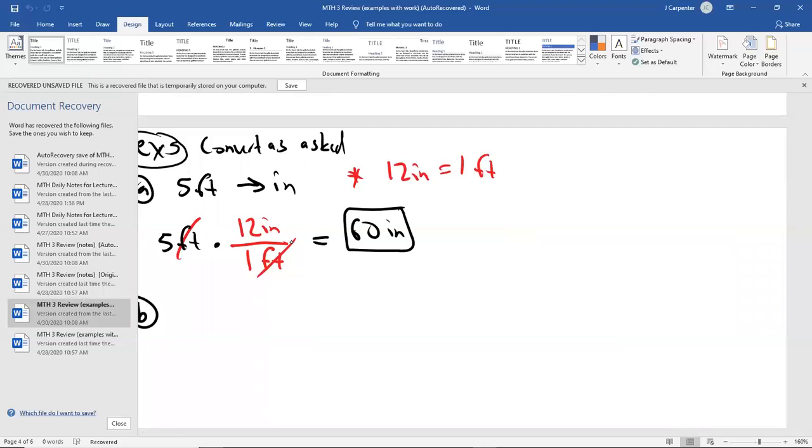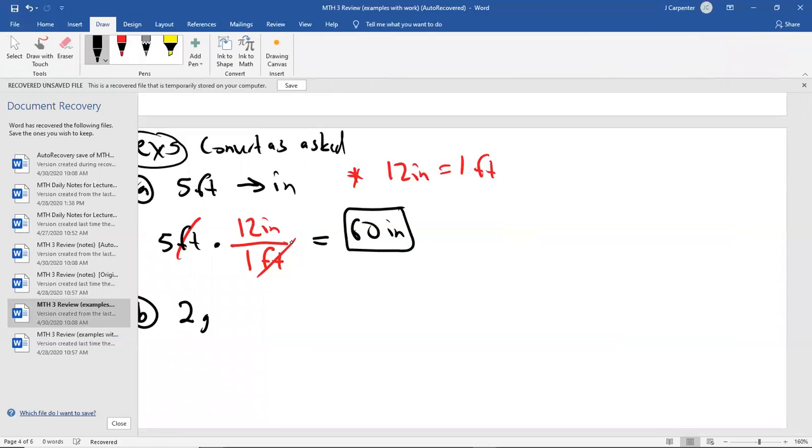All right, so B, there's the B. What was I doing? I got frazzled. Capacity, that's right. So let's say we wanted to convert 2 gallons to cups.